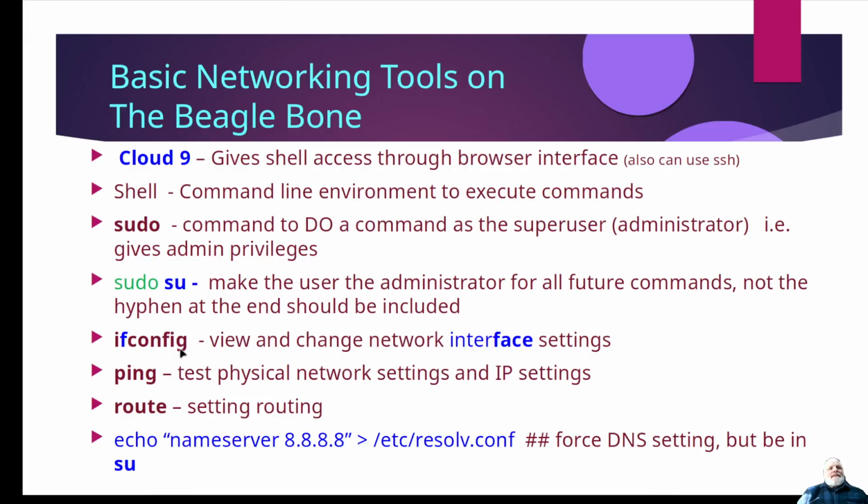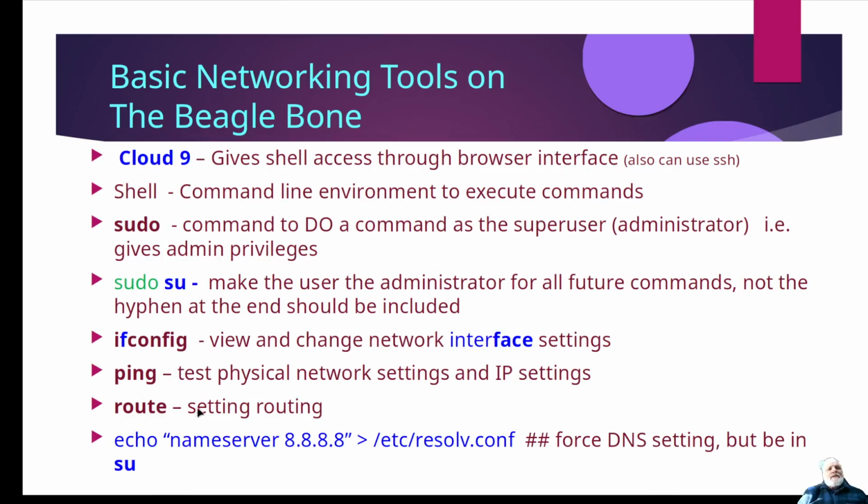Now on Linux, the configuration command for your IP is ifconfig, and the F here stands for interface, so hopefully that'll help you remember that. On Windows, it's simply IP for Internet Protocol, but on Linux, it's IF for network interface. And then they still have the ping command.